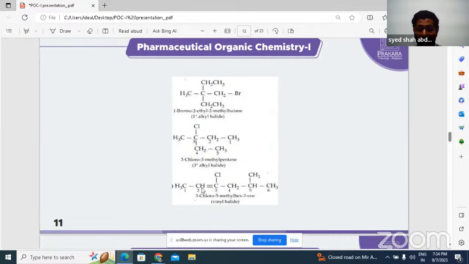And one more thing: when giving the number to our alkene, you should consider the number where the double bond starts, not the third, because it is connected between second and third, but the number should be given for the second, where the double bond is starting. So the third position has chloro, the fifth has methyl, and the second position has the double bond. So it is 3 chloro, 5 methyl, hex 2-ene. It is an example of a vinyl halide.